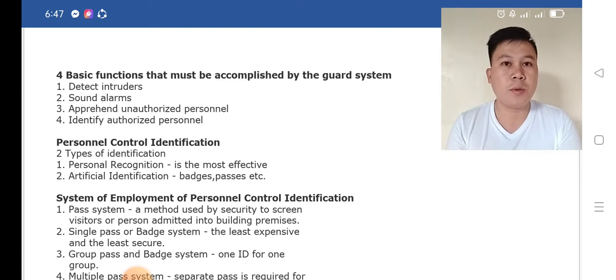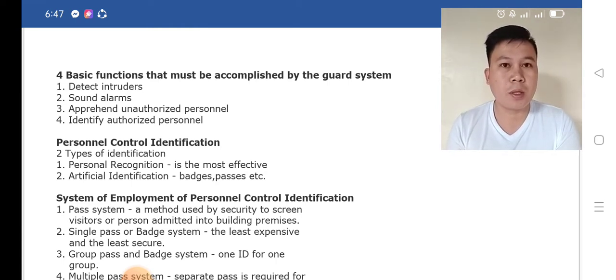So let's proceed with the four basic functions that must be accomplished by the guard system. This is the continuation of layer 3, which is the introduction to industrial security. So what are the four basic functions, kung ano yung trabaho, bakit nandyan ang guard system?